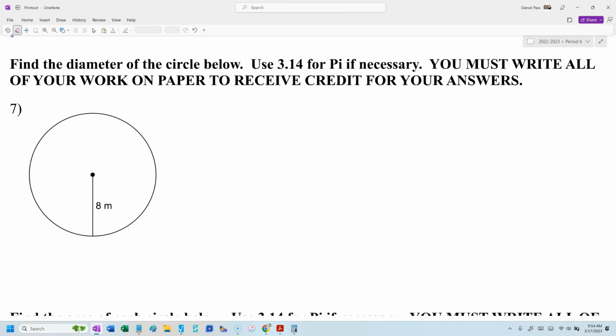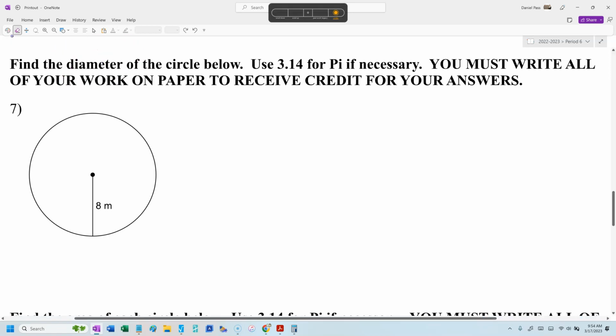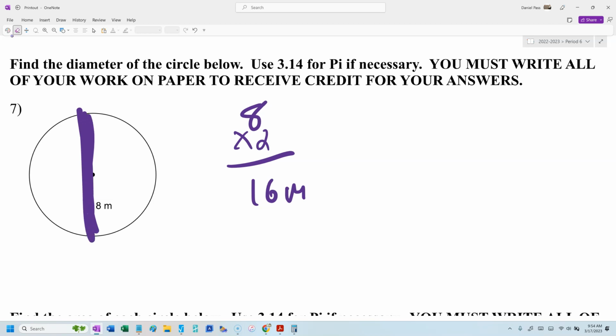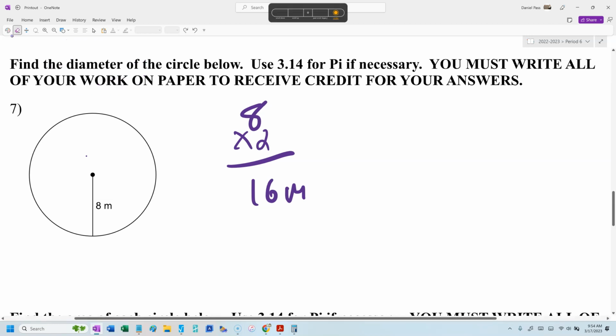What we got? Diameter. We gotta do 8 times 2. Right, so this is a pretty easy one, right, everybody? Yeah, that's why I picked it. 16. Okay, so it's twice as big because it's all the way across the circle. So you really have to pay attention to what it's asking. It's not asking you for circumference or area. All right, good job.